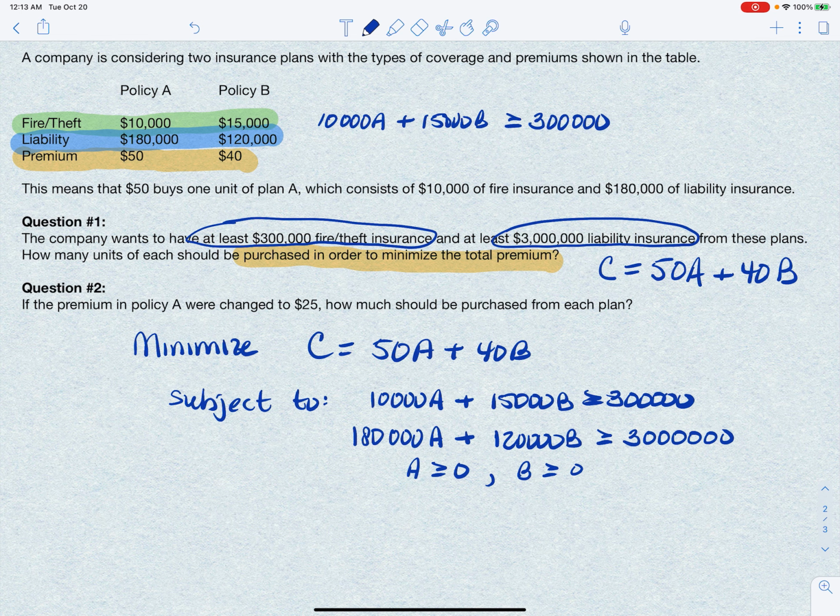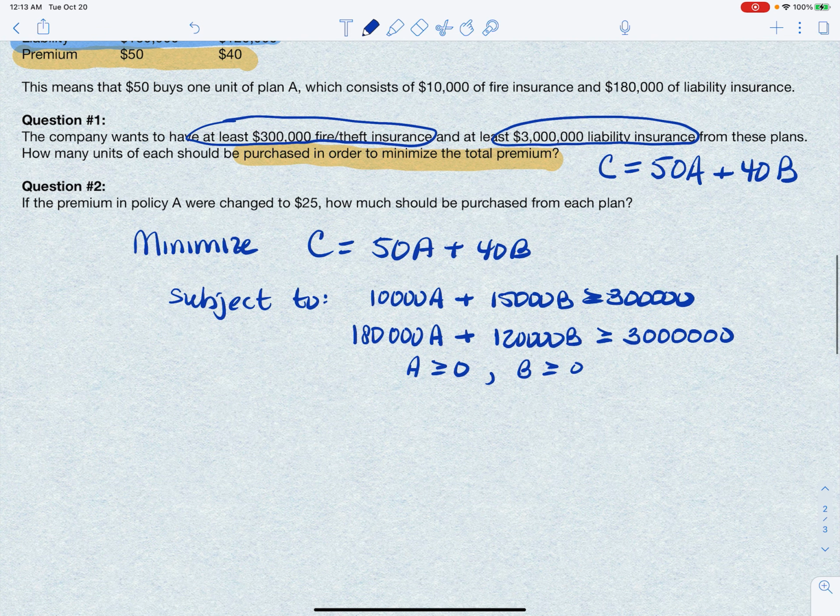So what we need to do first is try to figure out what the feasible region is, and we can take some shortcuts here. We know that everything's greater than or equal to, so we know that everything's going to be shaded above. So I'm just going to whip through this pretty fast here. Looking at the first constraint, I'm going to graph A on the x-axis and B on the y-axis. If A is 0, that means 15,000 B is equal to 300,000, which means B is 20.